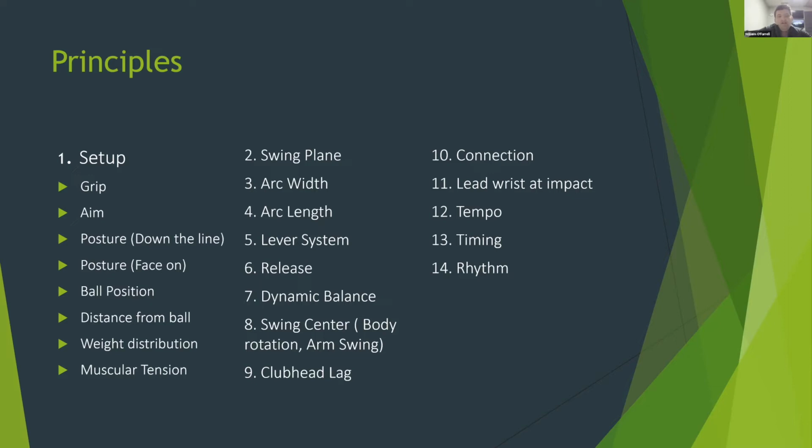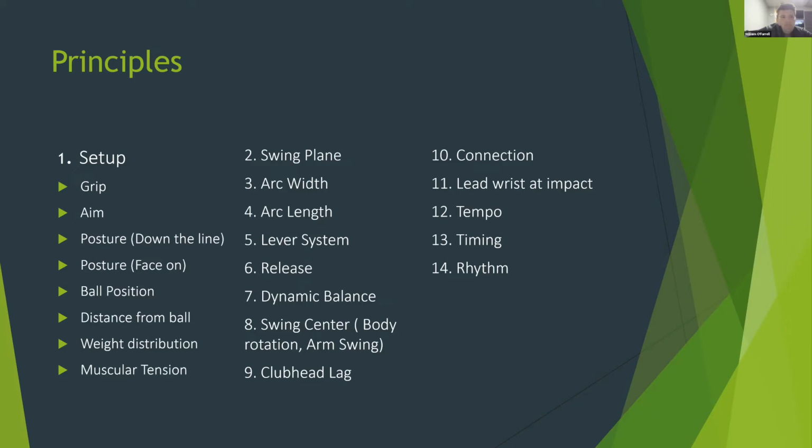Posture down the line. So for those who aren't teachers in the room, down the line is basically that camera view that you would look from the side of your body that's facing towards the target. And that's why we call that one down the line. Where posture, the second one there, face on, we're going to be looking directly in front of you to see what your posture would look like in that camera view. And I actually have some still frames further on in the presentation that will definitely help you guys with that.